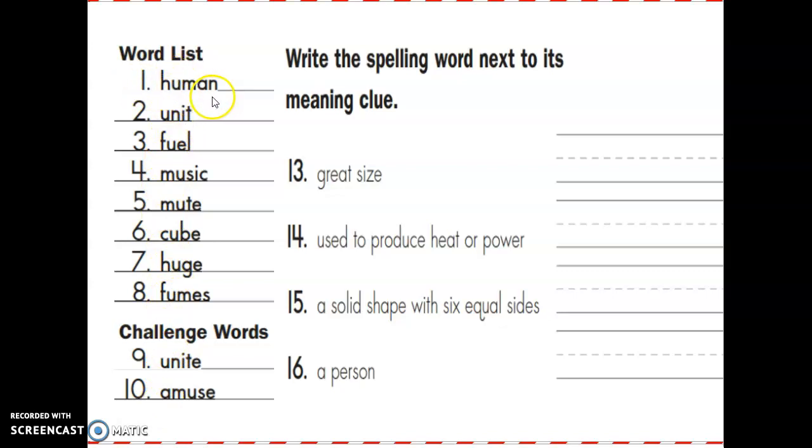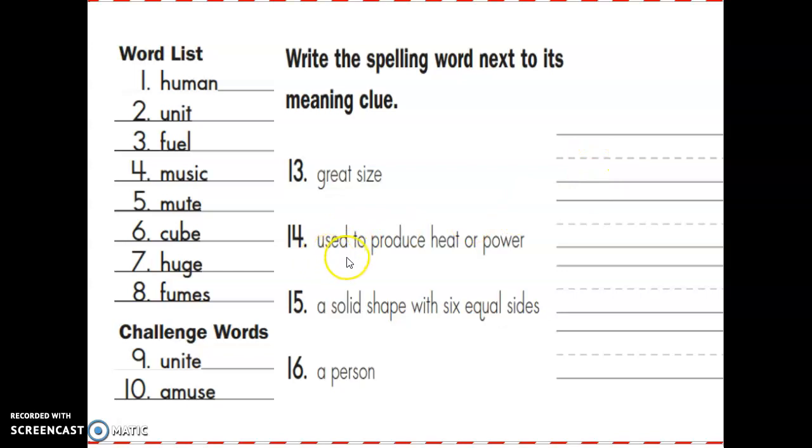Number 1 is human, 2, unit, 3, fuel, 4, music, 5, mute, 6, cube, 7, huge, 8, fumes. These are the words you will choose from for the meanings. Again, number 13 was great size. Which of these words means a great size? You will write it on the line.